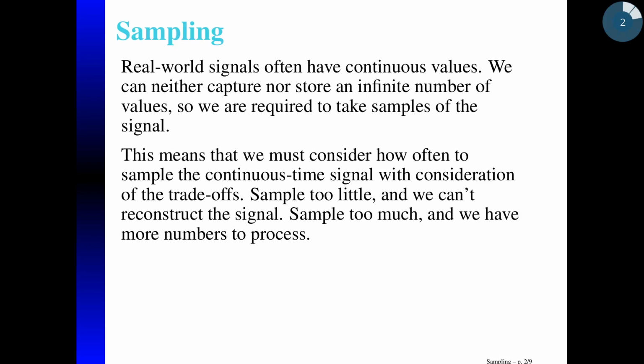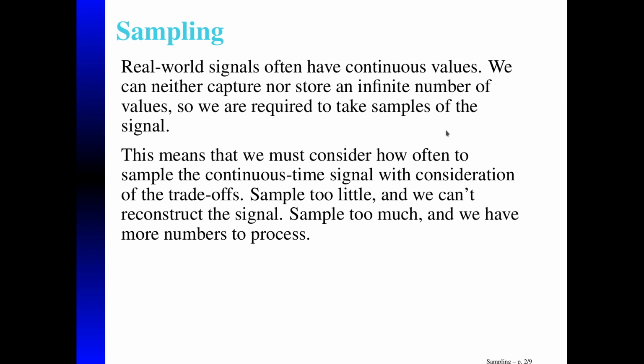Now let's talk about sampling. So as we saw earlier when we discussed types of signals, many real-world signals have continuous values. In many cases, that's not only in terms of the time component, but also the amplitude. Now, if I want to get that signal and store it, I run into a problem, because when we have continuous values, that means technically between any two different values, there's an infinite number of values.